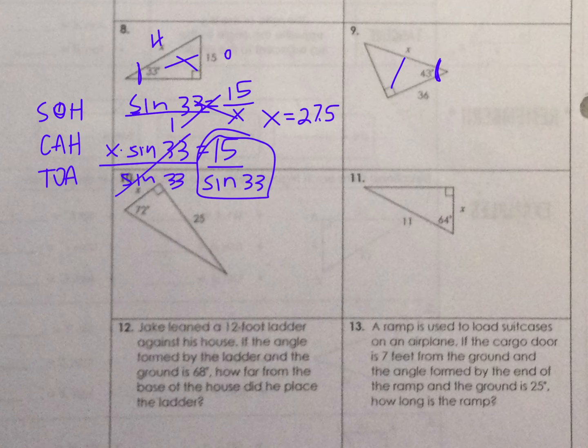Let's do this next one. 43. This is my hypotenuse because it's across from the right angle.